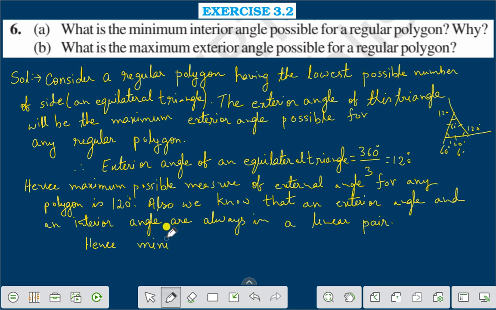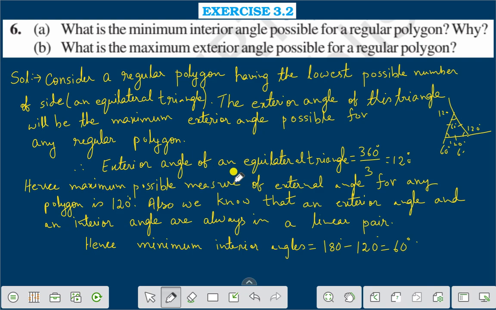Hence the minimum interior angle is equal to 180 degree minus 120 degree, that is equal to 60 degree, right? Here you see what is the minimum interior angle possible for a regular polygon. Therefore you find that the minimum interior angle possible is 60 degree.